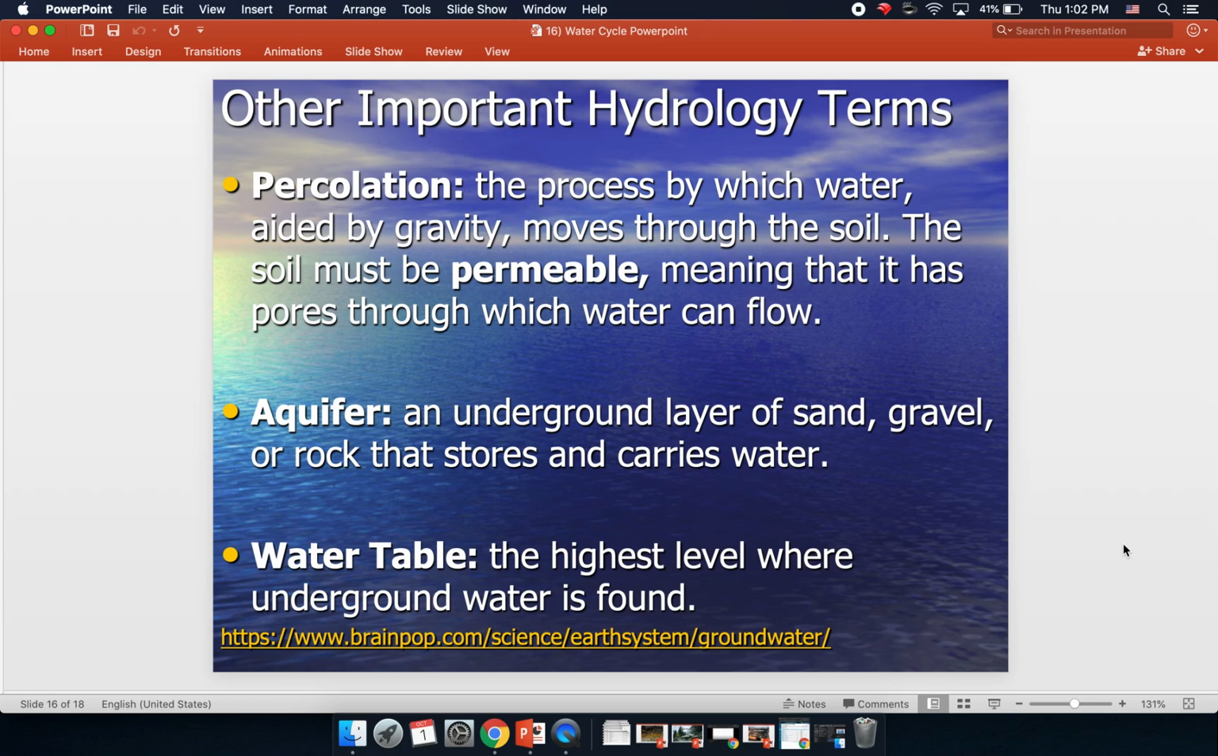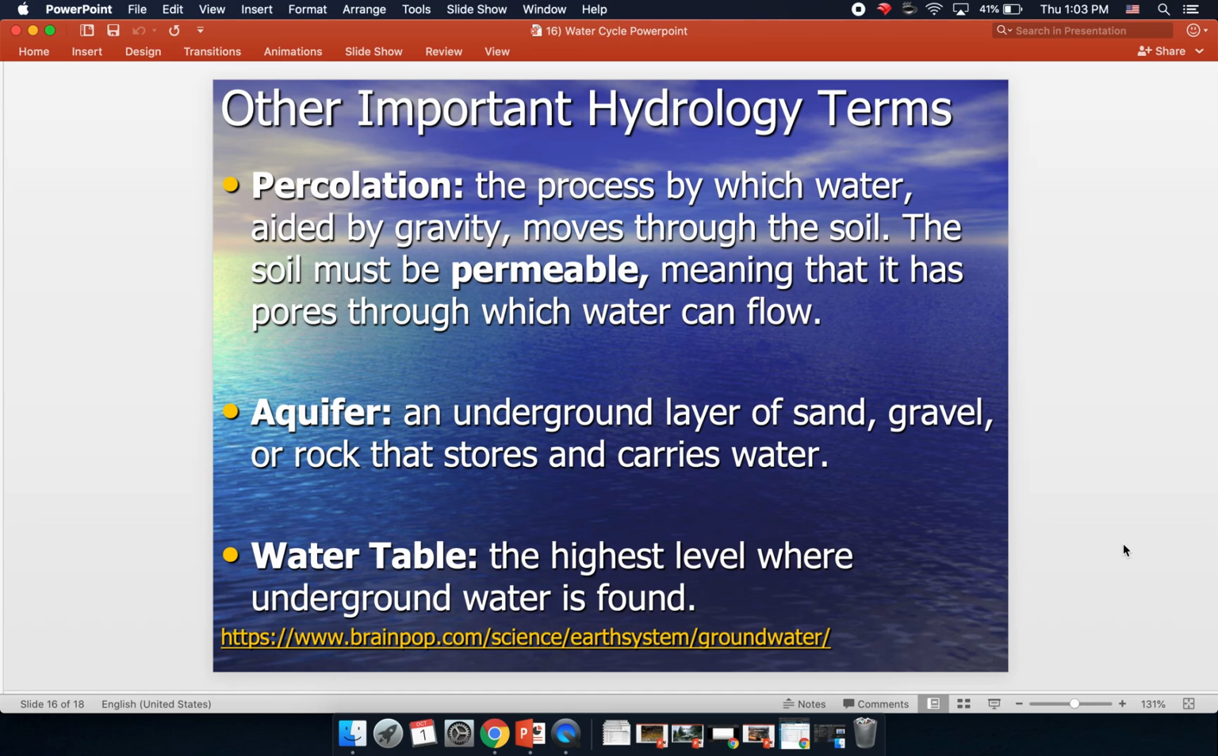Okay. Now it's very important that we do not mix up infiltration and percolation. Infiltration is when the water first enters the soil, and then percolation is any movement of that water through the soil after infiltration occurs.